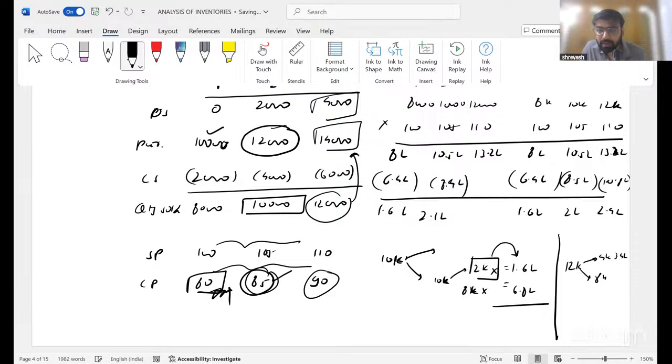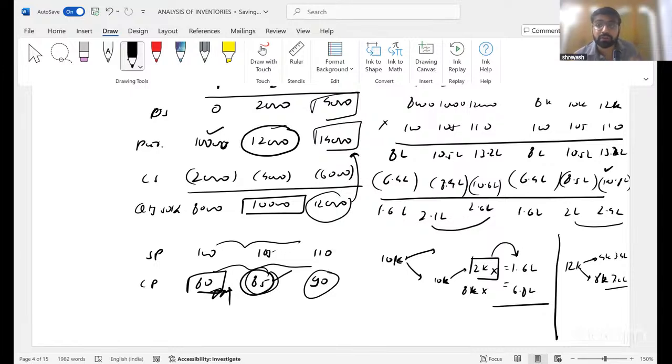And the rest of the 8K will come from where? It will come from this year's purchases. So 8,000 into 90, that will be 7,20,000. And 7.2 plus 3.4, your total COGS comes to 10.6, which is clearly lower than what is there in LIFO. And 13.2 minus 10.6, that comes to what? 2.6 lakhs. You can clearly see the gross profit in case of FIFO is way more than profit in case of LIFO. Sir, why is this the case?